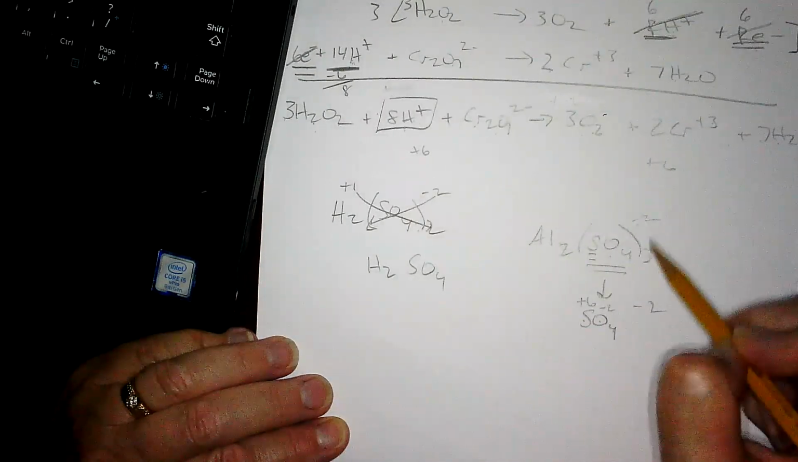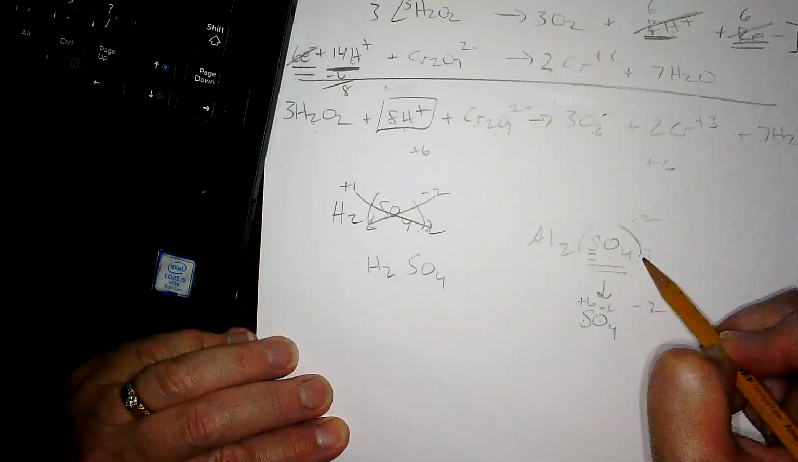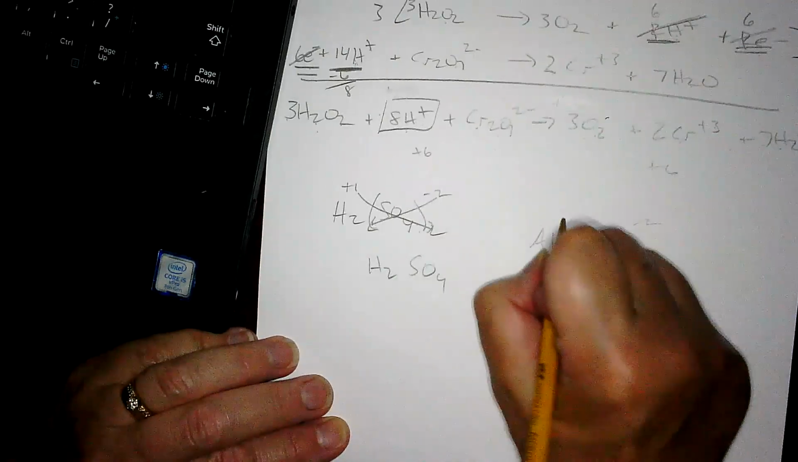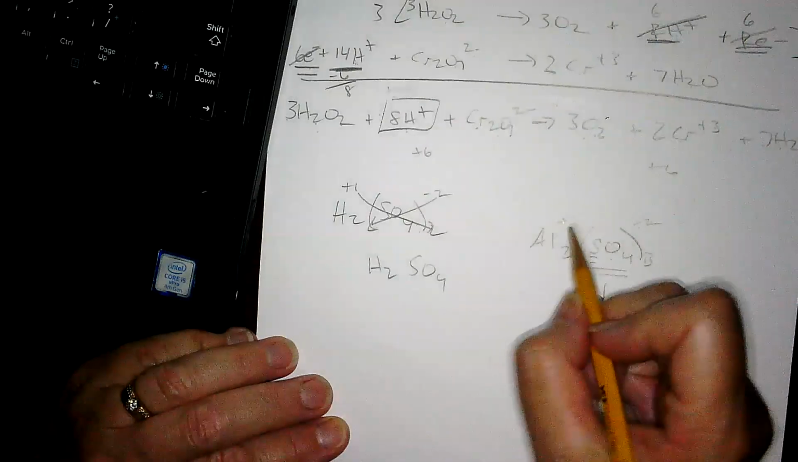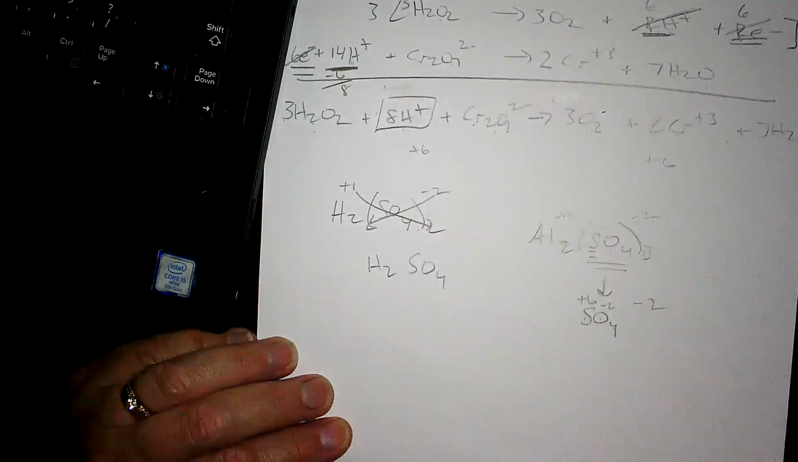And there are 3 of them. That gives us a -6. Aluminum is a +3, which gives us a +6. So the whole compound is 0.